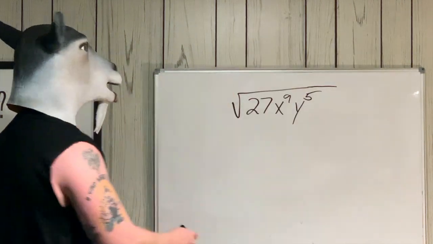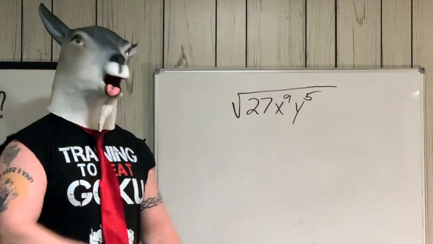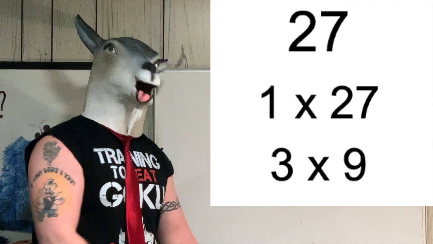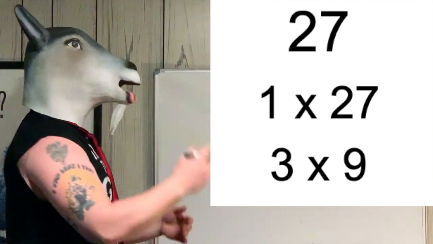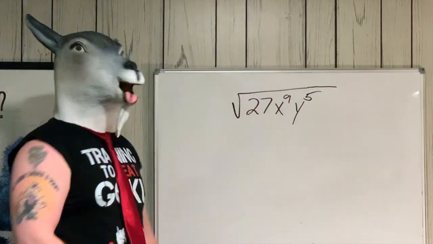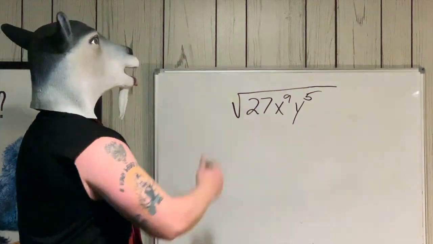Alright, so first thing you always want to do is take care of the number. Get that done and over with. You look at the factors, then you're looking for a perfect square. What number can you multiply by itself to get that? I know right away it's 9, because 3 times 3 is 9. So we're going to use 9.